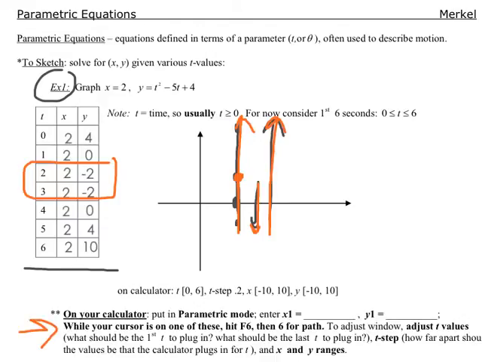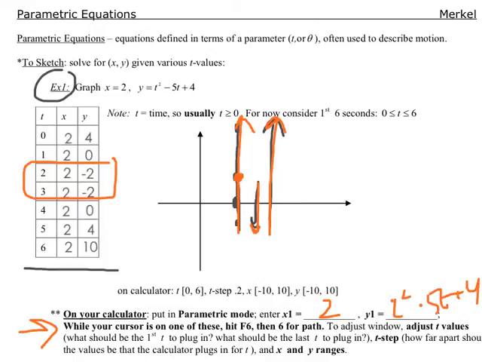You're going to put your calculator in parametric mode, so hit the mode button, find parametrics. You're going to enter x1 equals and y1 equals. Instead of having just a y1 equals, you have x1 and y1, so you're going to put x1 equals 2, y1 equals t squared minus 5t plus 4.